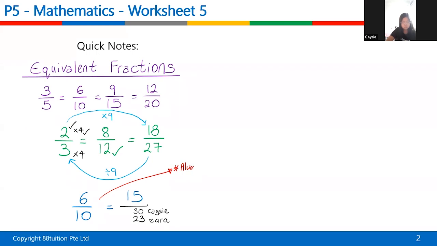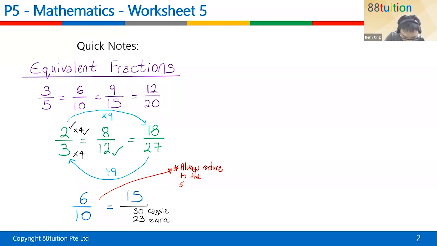Always reduce to the simplest form first. Always, trust me, simplest form. Write this down, children. Always reduce to the simplest form.